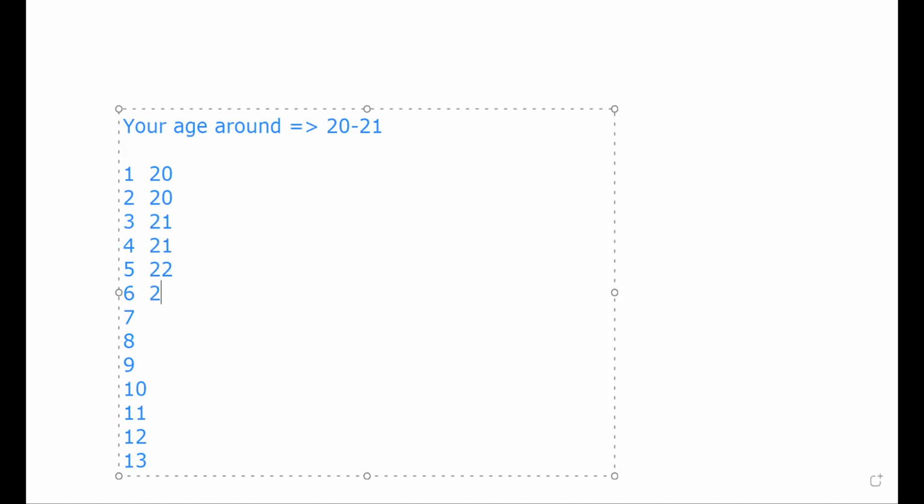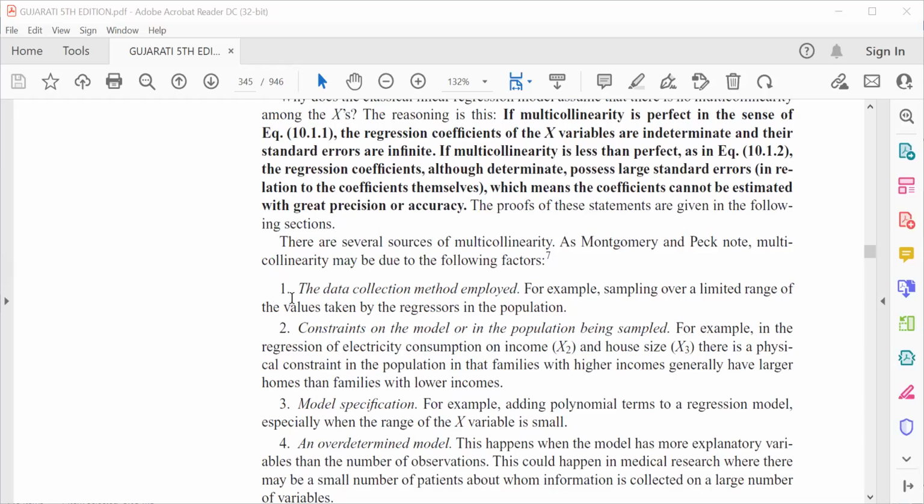Okay. This means we have almost the same number here. There is no big difference between the samples because the sample size is very small. So in your research, for example, we need a large sample size to avoid this perfect multicollinearity. Okay, this is a limited sample size. This is one source of multicollinearity, the first one.